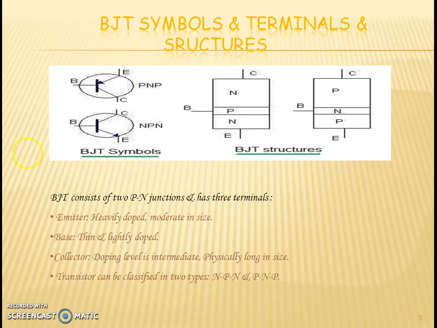The arrow head shows whether it is an NPN or a PNP transistor. The arrow is always placed on the emitter side. If the arrow is pointing outwards, that is the current flow is outwards, the transistor is NPN. If the arrow points inwards, that is the current flow is inwards, the transistor is PNP.